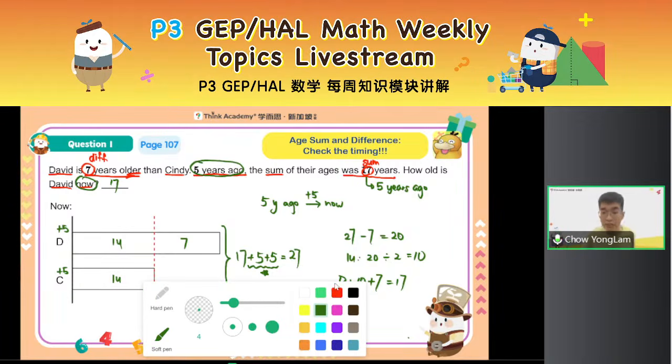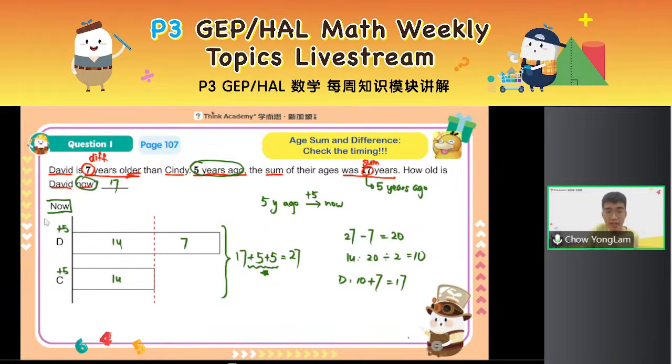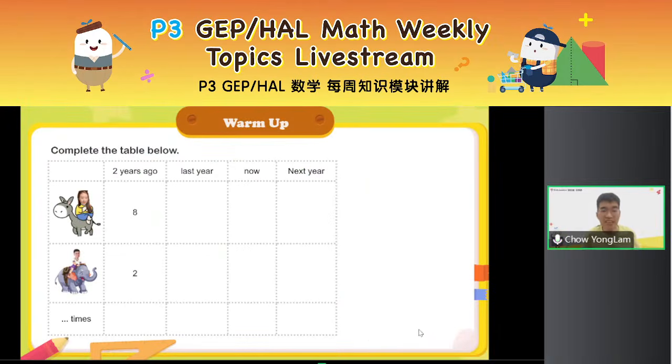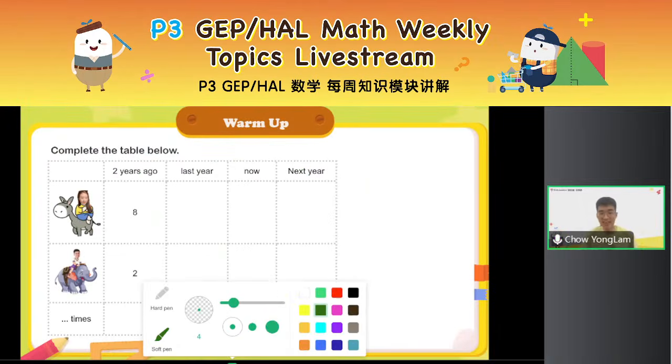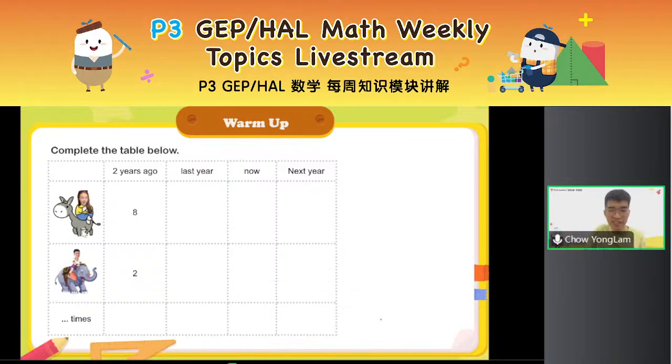Now, let me repeat. In an age problem, the most important thing when you draw the model is to be very clear what time point you should draw for. If it's a sum and difference problem, it's still okay. But what if I have new information? Let's take a look at this table. So let's say a long, long time ago, Teacher Ollie and Teacher Yonglam are comparing their ages.